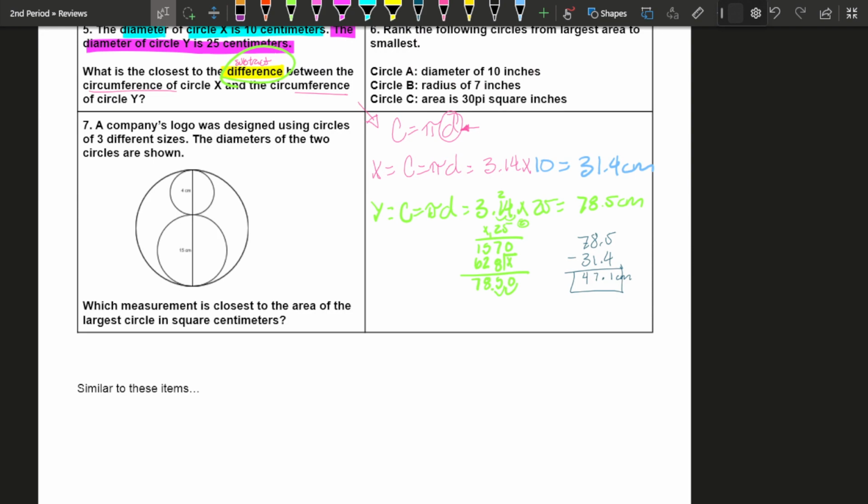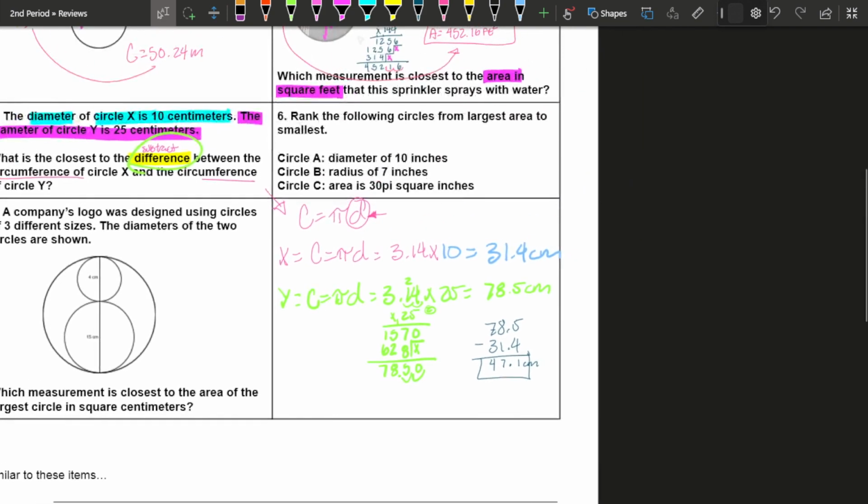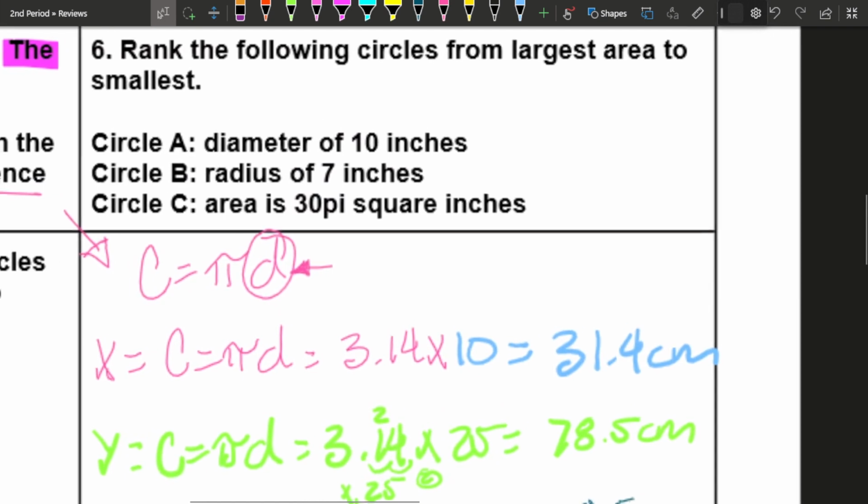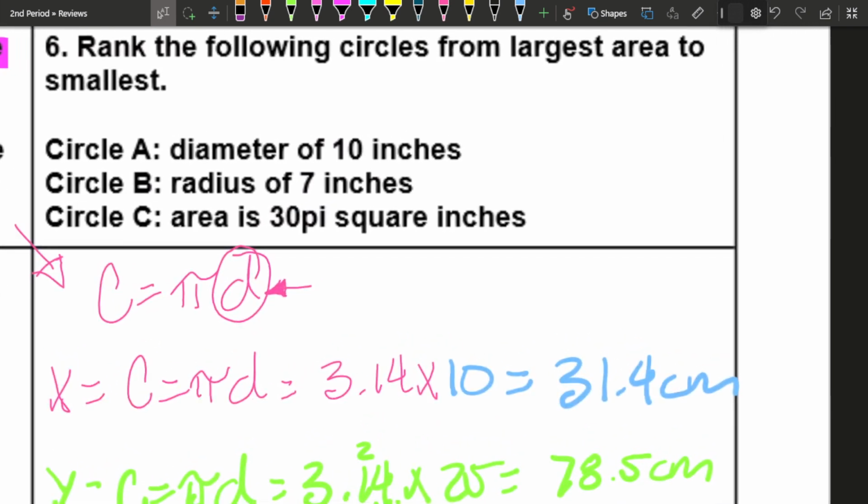Questions? All right, number 6. We had a checkpoint about number 6 as well, so this should be pretty easy. This is the last checkpoint that we did. Rank the following circles from largest area to smallest area. So we're going to find the area for all of them. Again, the formula for area is area equals radius times radius times pi.